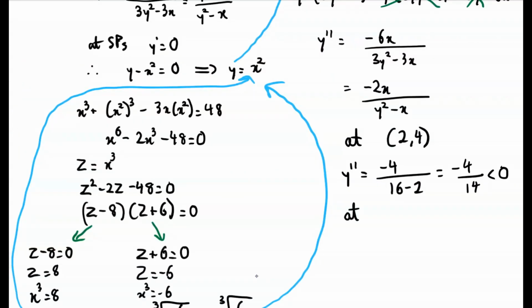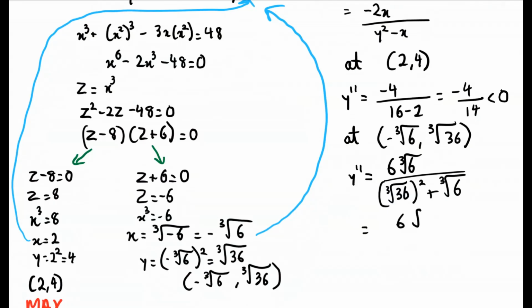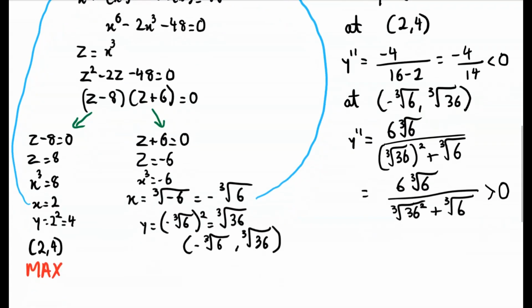Now we can work with our second point, which remember was the negative cube root of 6 and the cube root of 36. So here, y double dash is going to be equal to 6 times the cube root of 6 over the cube root of 36 squared plus the cube root of 6. And clearly, since all terms are positive, this is going to be larger than 0, which tells us that this point must be a minimum. And these are our final answers.